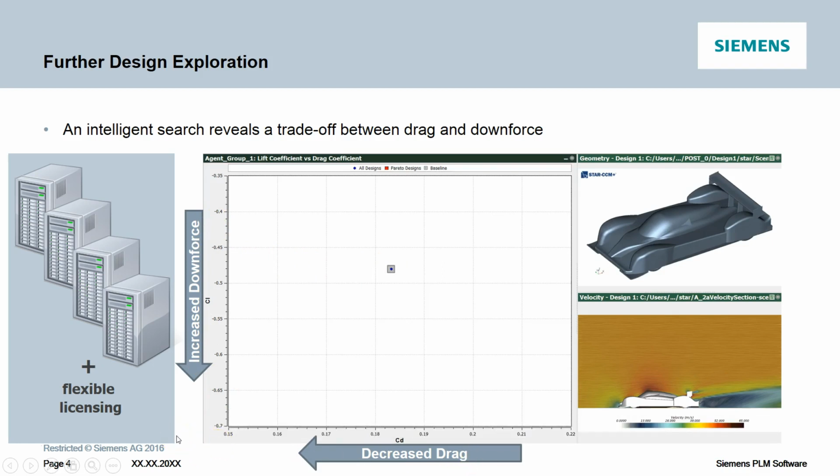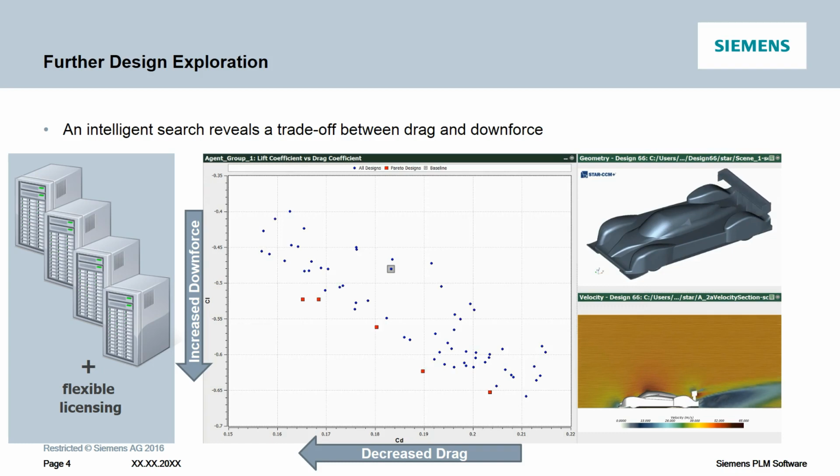Now if we run larger numbers of cases using this intelligent search, we come up with other alternative possibilities. And these start to illustrate the trade-off that we're making between those two properties in our car. As well as this two-click process, there are some other things that make STAR-CCM+ very well adapted for this type of analysis. We're able to run in this type of search mode across any type of hardware that you have, whether that's local desktops or cluster cores.